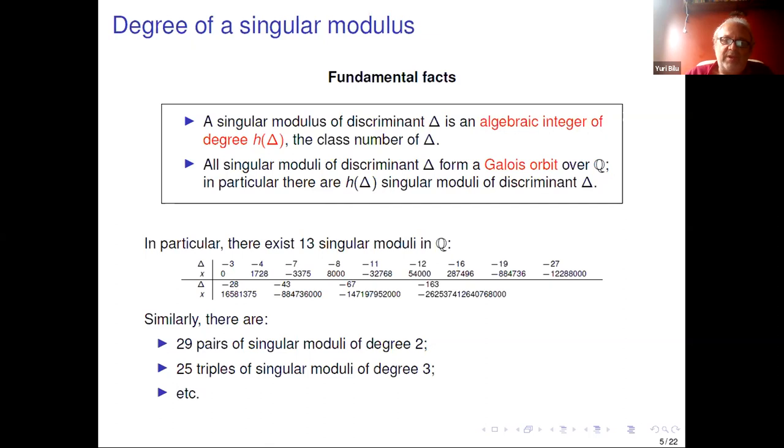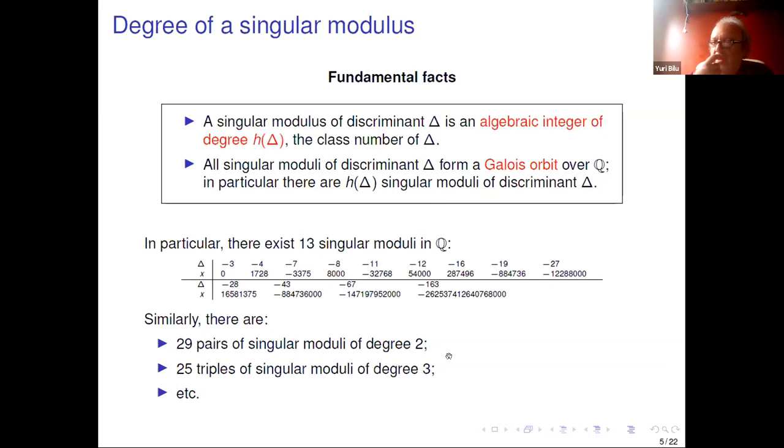Okay, so how can this be illustrated? For instance, we know that there are exactly 13 discriminants of class number one. This famous result was basically conjectured already by Gauss and proved by Heegner, Stark, and Baker. For them, the singular modulus must be an algebraic integer of degree one, so a rational integer. And here is a full list of these. Now it's known that there are 29 discriminants of class number two, and so there are 22 pairs of conjugate over Q singular moduli of degree two. And so on, say 25 discriminants of class number three, so 25 triples of singular moduli of degree three, and so on.